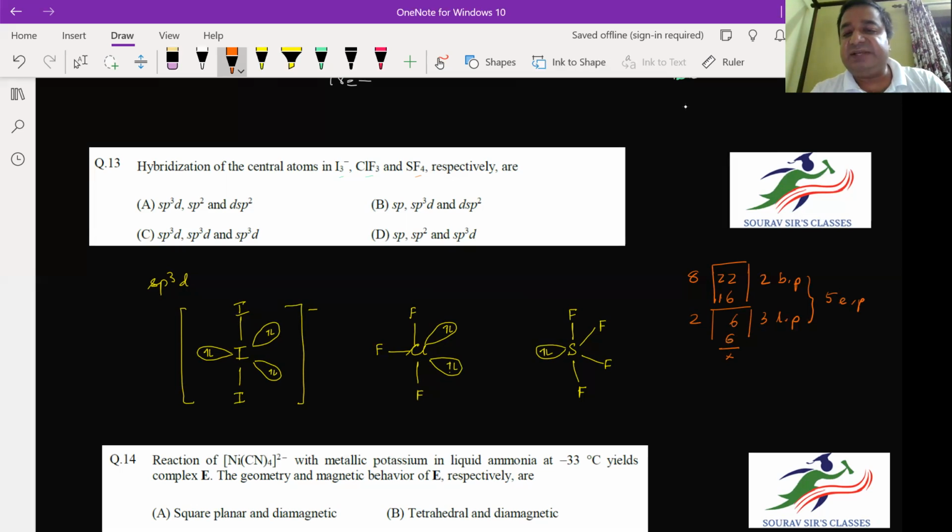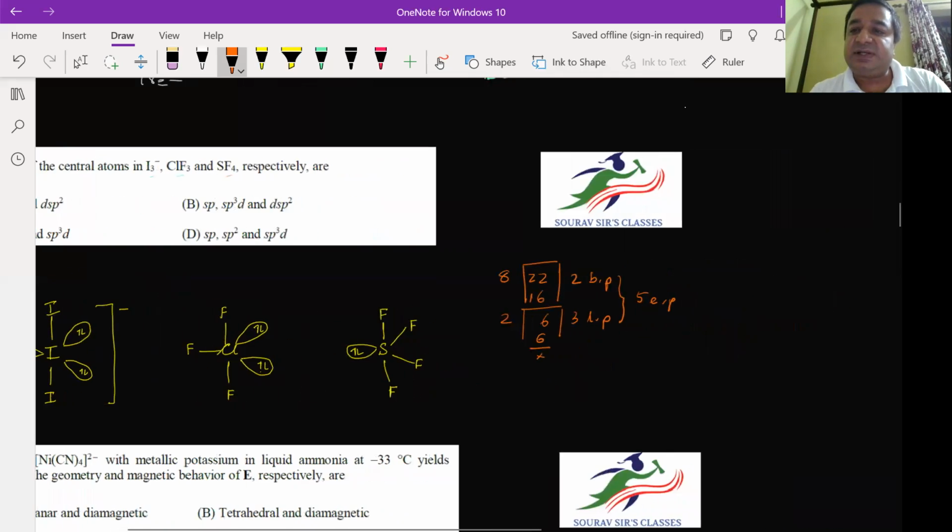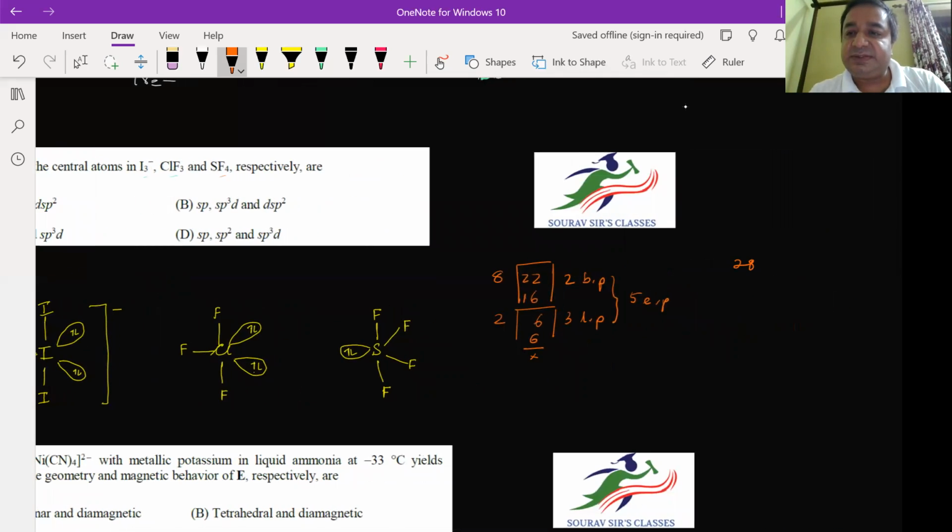For ClF3, again, for Cl, it is going to be 7. Then we have 3 F, so that is 3 into 7, that is 21, plus again 7, that is 28. So 28 divided by 8 is what? If you divide 28 by 8, then obviously you have a 3, then you have 24. So you have now 4.